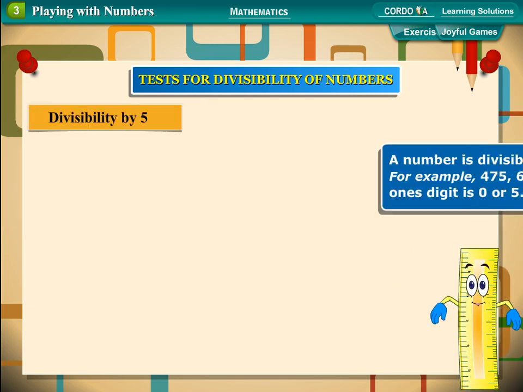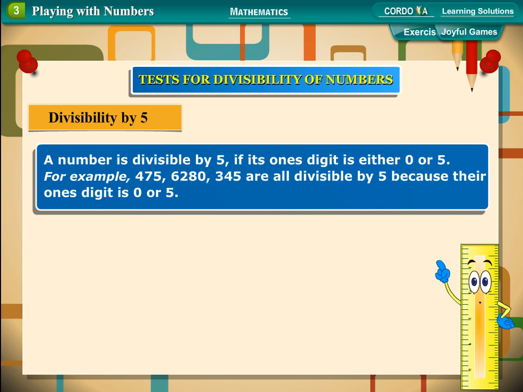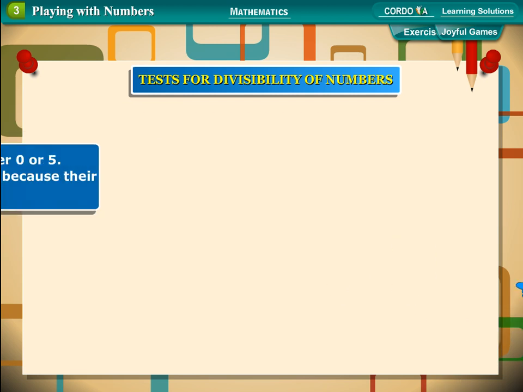Divisibility by 5. A number is divisible by 5 if its ones digit is either 0 or 5. For example, 475, 6280, 345 are all divisible by 5 because their ones digit is 0 or 5.